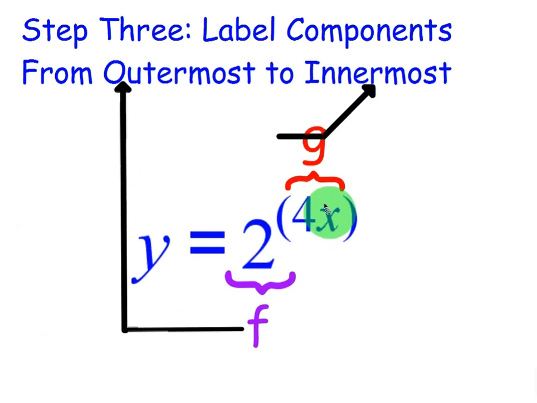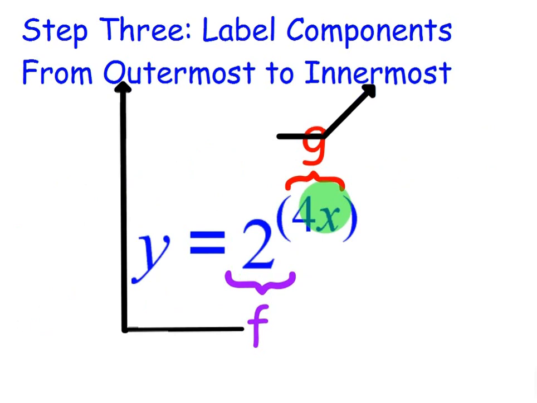Instead of 2 to the x, you're plugging in another function into that. So g is your innermost function, f is your outermost, even though it's the base. And that's because the variable's in the exponent. If it were like we talked about before, sine of x squared, your variable's in the base, right? So your outermost function would be your exponent, and your innermost would be the sine of x.